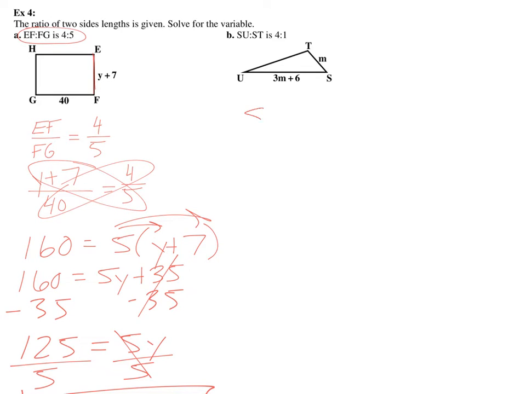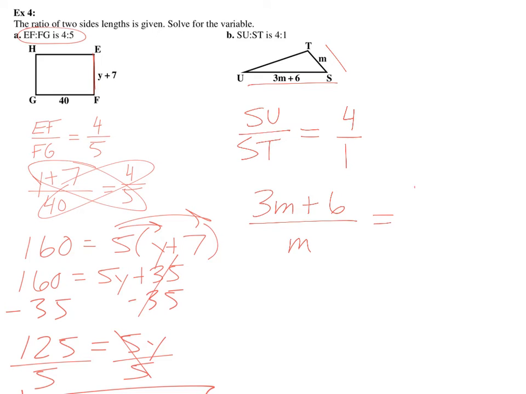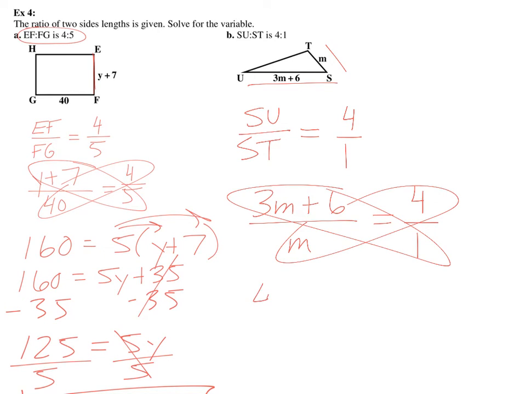All right, for the next one, I have SU over ST is equal to 4 over 1. SU is equal to 3m plus 6. And ST is equal to m, 4 over 1. So I cross multiply. 4m is equal to 3m plus 6. Doesn't matter what order you do it in. So I subtract 3m, and m is equal to 6. Done.